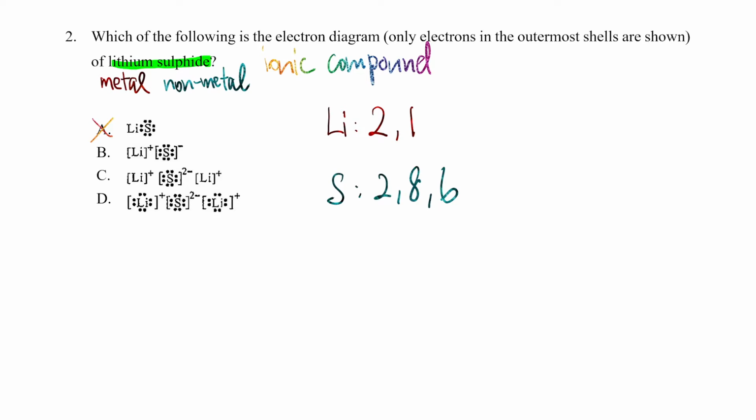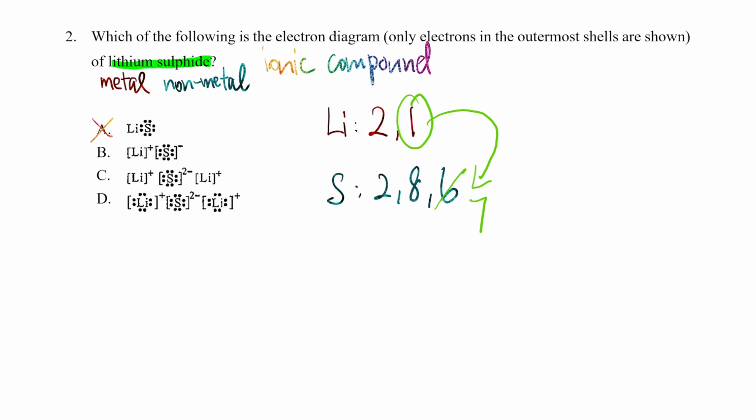Now, how can I make both of them stable? Of course, we need to form ions, right? So lithium ion, I can make it stable by removing this electron. I could lose it, I could donate it to sulfur. So sulfur would get this electron, now it has 7 electrons. Now is sulfur stable? No, it's not stable because we're supposed to have 8 outermost shell electrons for sulfur.